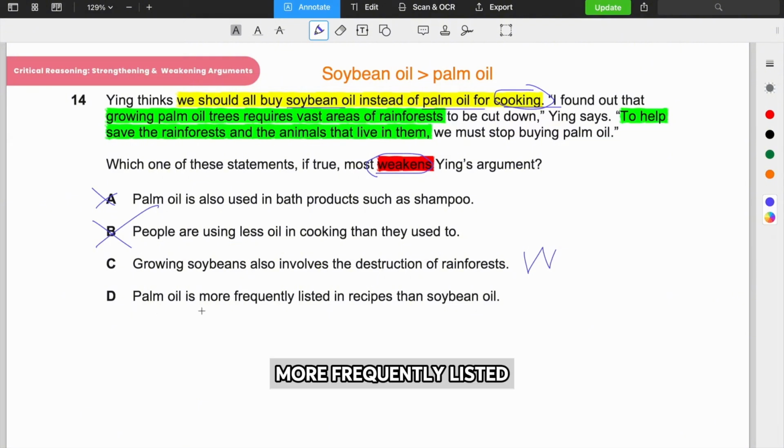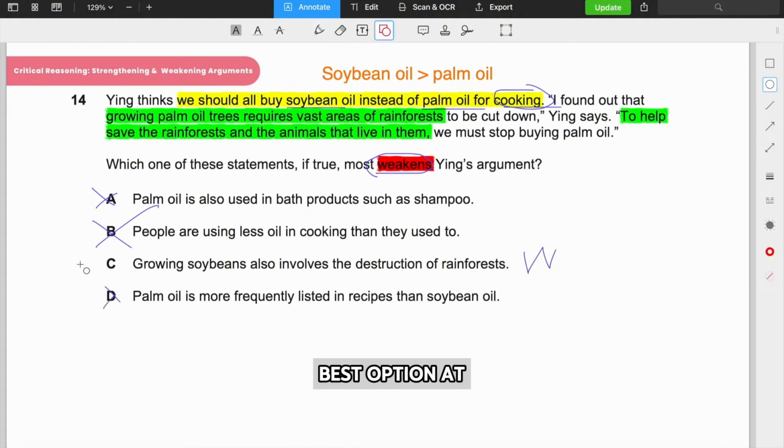D, palm oil is more frequently listed in recipes than soybean oil. Again, that's very much not weakening because you can easily argue against that and say, why don't we just substitute the palm oil with soybean oil in the recipes, right? It's not exactly targeting the core premise of the environmental impact of palm oil. So that's why D doesn't really do anything.